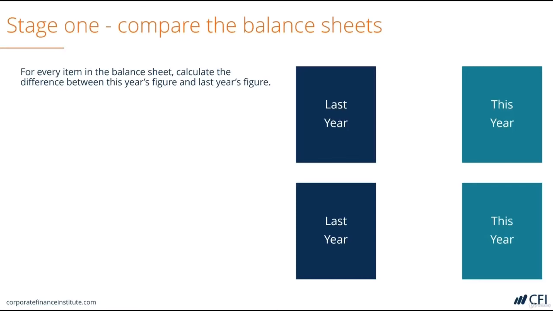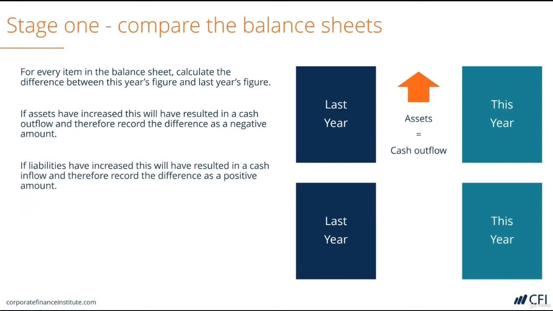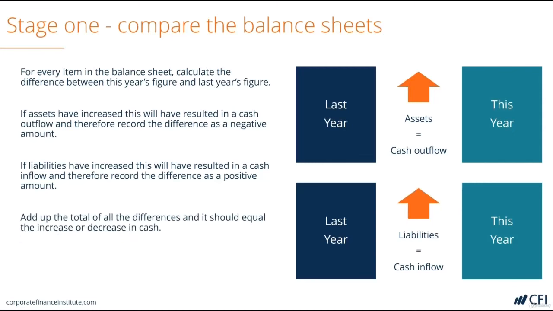If assets have increased this year relative to last year, then the result is a cash outflow. On the liabilities side of the balance sheet, if liabilities have increased this year relative to last year, then it results in a cash inflow. By adding up the total of all differences for each account on the asset side and the liabilities side of the balance sheet, we can get the total increase or decrease in cash. Now, let's see how this works in practice.